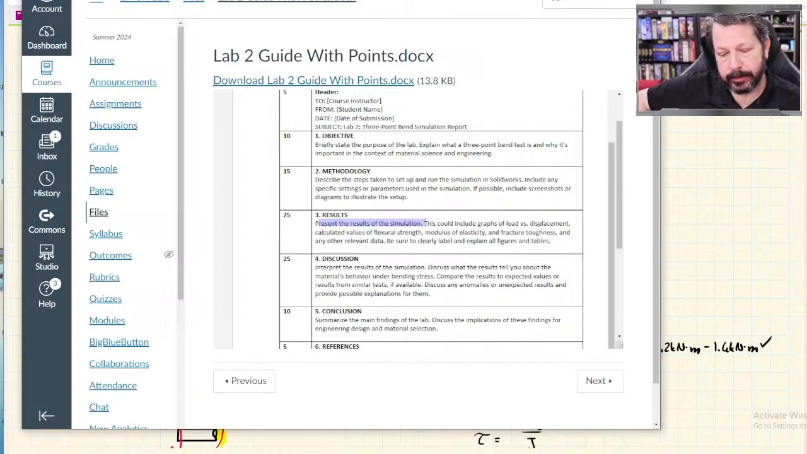You could calculate flexural strength. So you could get flexural strength and modulus of elasticity, all these things. And you don't have to include all of these, but those are things you could include.